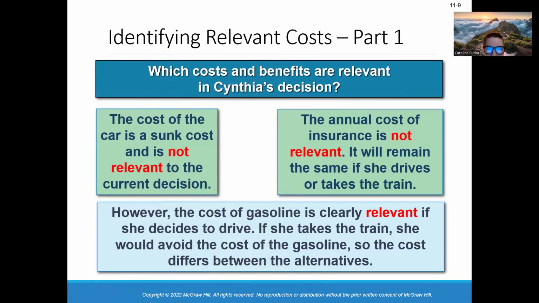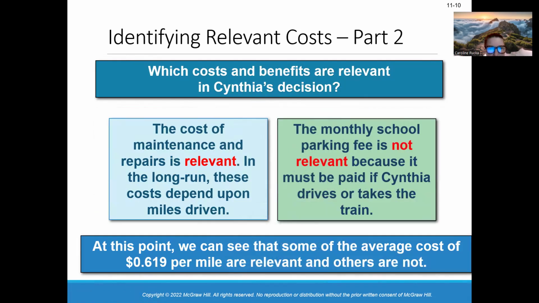Which costs and benefits are relevant to this decision? On the one hand, the cost of the car is a sunk cost. It's not relevant. But the annual cost of insurance, nope, also not relevant. It will remain the same if she drives or takes the train. But the cost of gasoline, that is relevant if she decides to drive. If she takes the train, she would avoid the cost of gasoline. So that's an example of our relevant versus irrelevant costs.